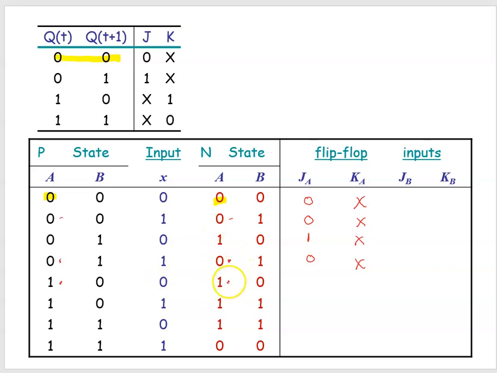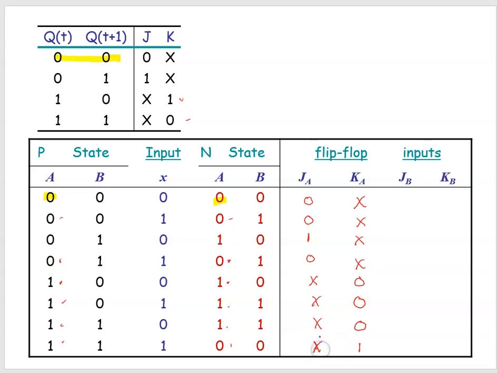1 to 1 is either a set or same, so we'll look up here, we don't care about J, but K is a 0. And then we go from 1 to 1 again, don't care about J, K is a 0. We go from 1 to 1 again, we don't care about J, K is a 0. And finally, we go from 1 to 0, so 1, 0 up here, we don't care about J, and K is a 1, so X, 1.